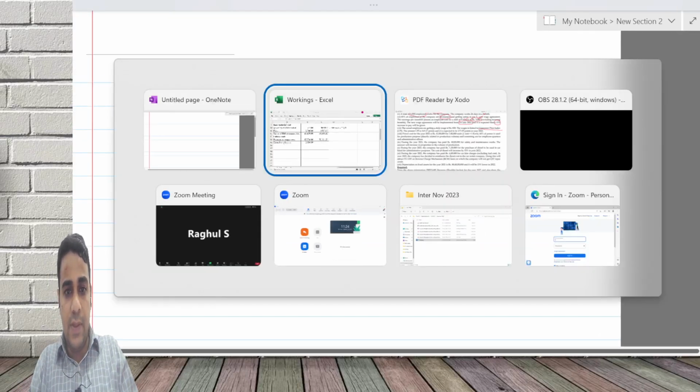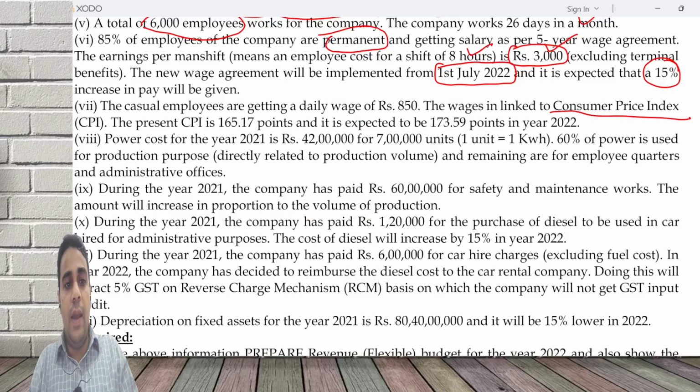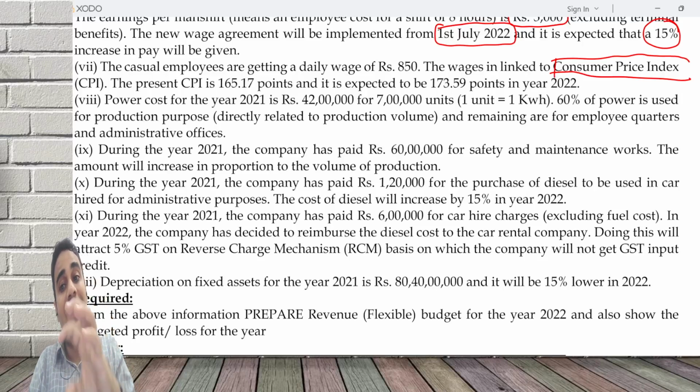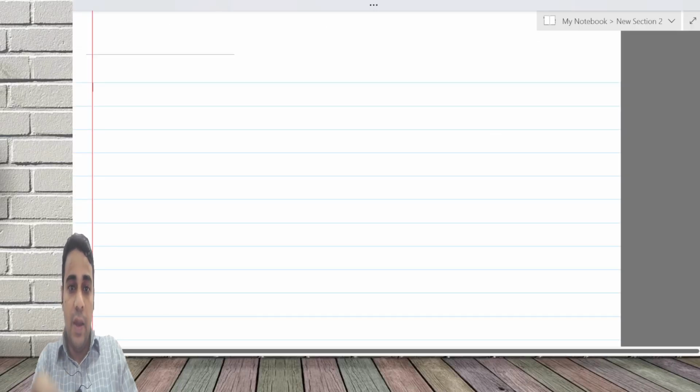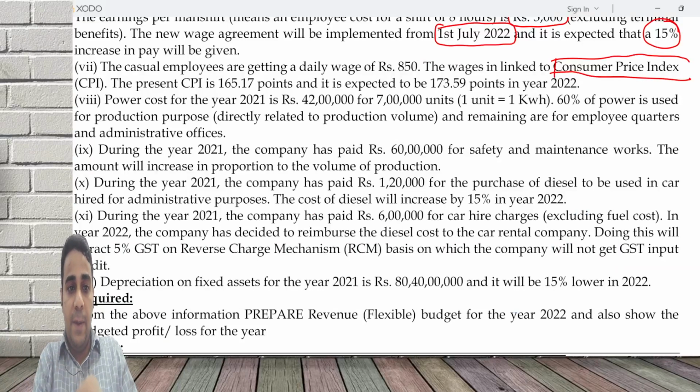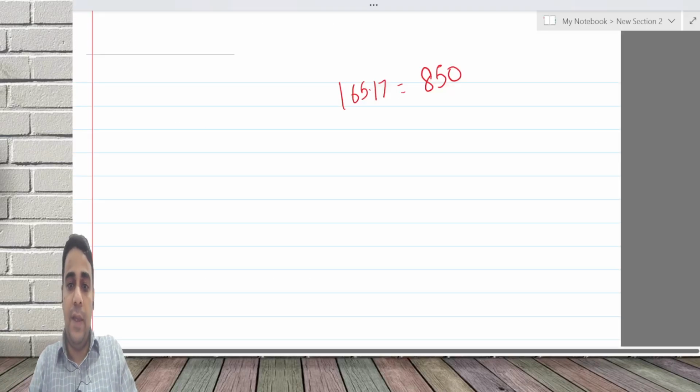Okay. Now comes another calculation. What they have done is, for next year, the wages are linked to the consumer price index. That is, for the casual employees, whatever I pay depends on inflation. There is a wholesale price index and there is a consumer price index. So it's like this. 165.17 was the CPI, paid 850.